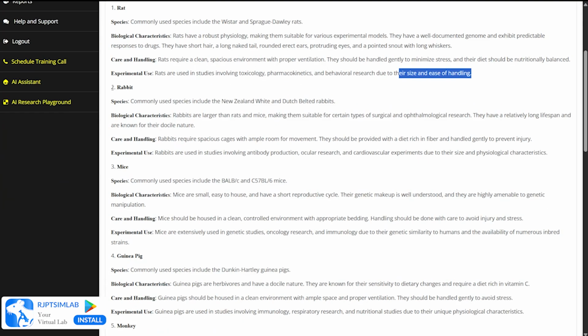Our second animal is rabbit. The commonly used rabbit species include New Zealand white and Dutch belted rabbits. We have studied this earlier. The biological characteristics of rabbit are that they are larger than rats and mice, making them suitable for certain types of surgical and ophthalmological research. They have a relatively long lifespan and are known for their docile nature, which means they are very easy to manage.